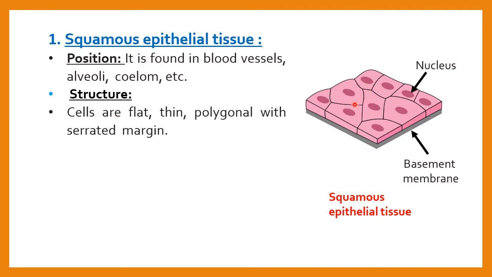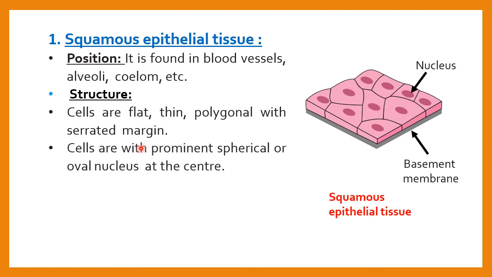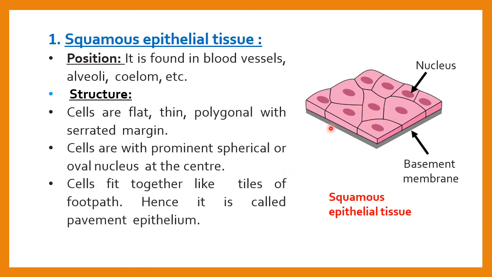Look at the cells. Cells are flat. They do not have much height. They are thin. They are polygonal in shape, and sometimes they remain with serrated margin. Serrated margin means zigzag margin, interlocking margin. The cells show a prominent, means distinct, spherical or oval nucleus, but exactly in the center of the cell. Cells fit together like tiles of the footpath. Hence, it is also called as pavement epithelium.